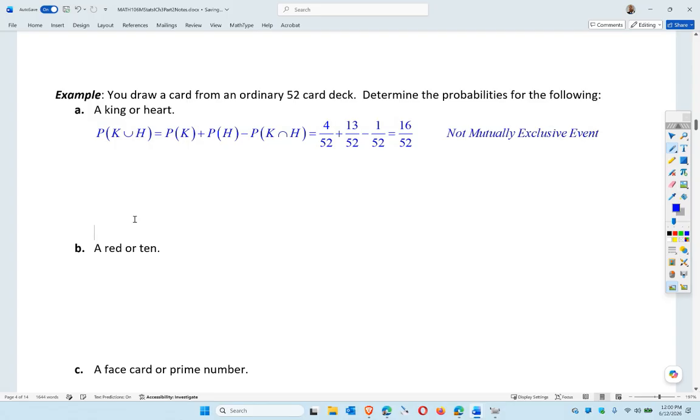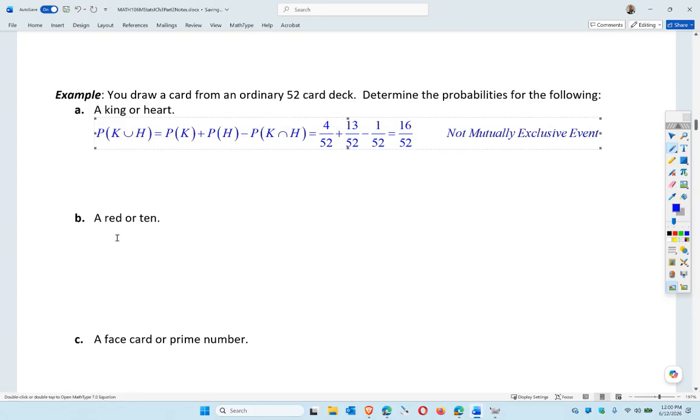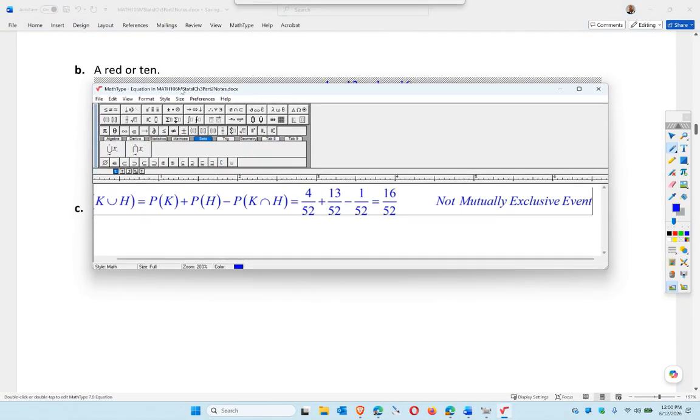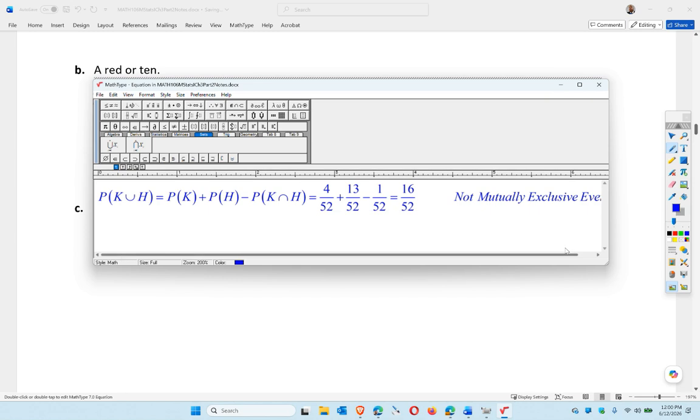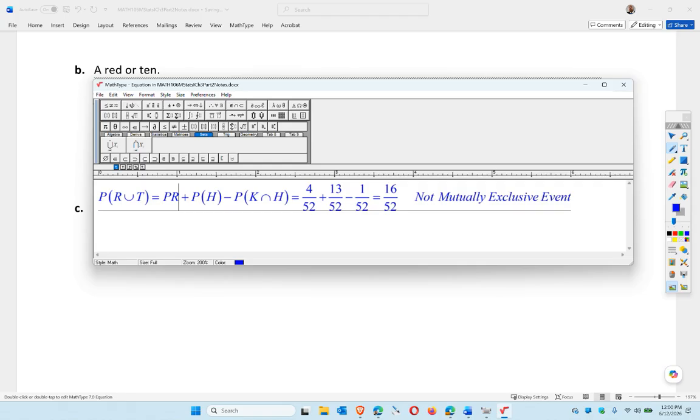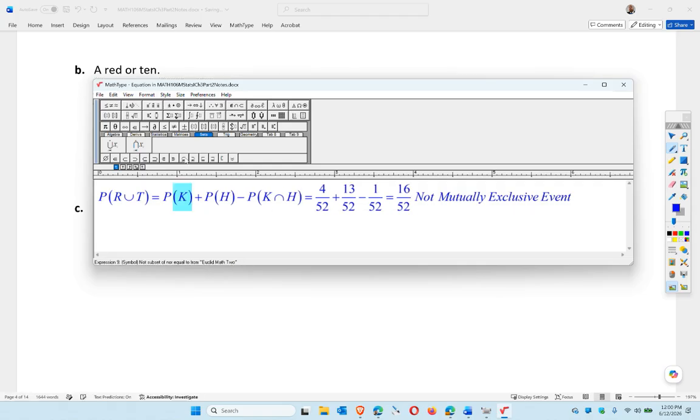Okay, all right, what about a red 10? Well, let's copy this here just to save a little bit of time. So what about a red 10? That's a red 10, right? Minus a red and a 10.